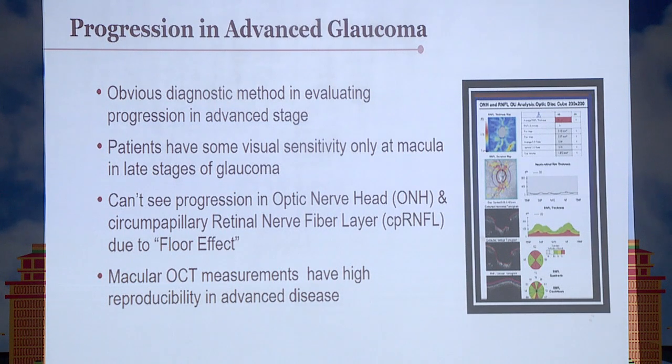And in this stage, the problem is that we can't see the progression in the optic nerve head and circumpapillary retinal nerve fiber layer due to the floor effect. Floor effect also occurs in ganglion cell analysis, but at a later stage. And moreover, macular OCT measurements have reproducibility in the advanced stage, but visual fields do not. So macular imaging is helpful even in the advanced stage.